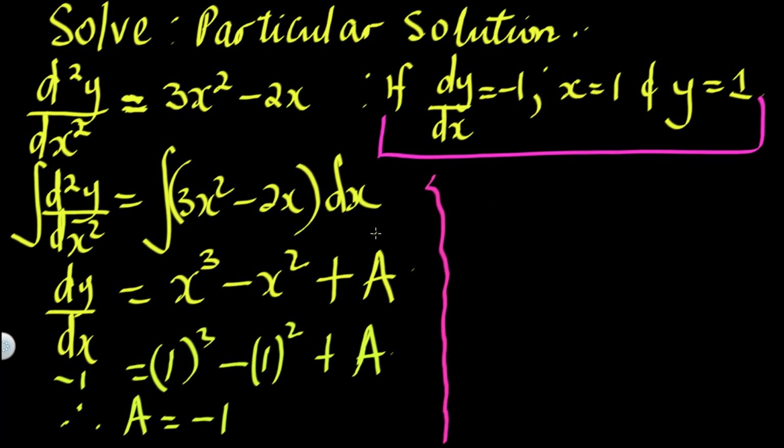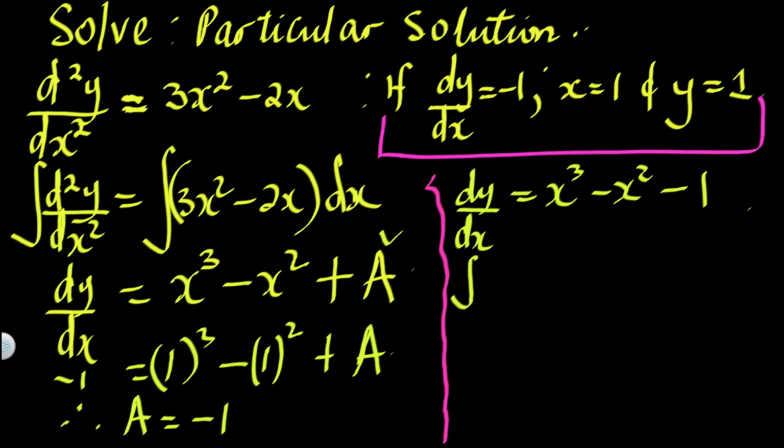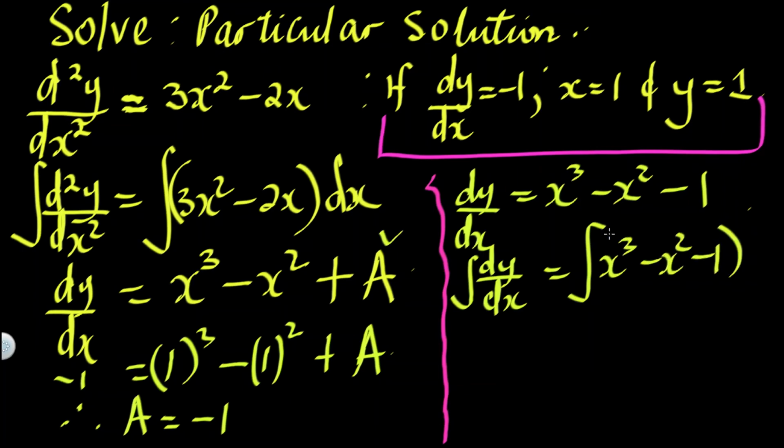Once we have our a, it means we can rewrite this as dy/dx. So dy/dx is equal to x cubed minus x squared plus a, which is minus 1. Now we do integration again, because as long as we still have differential coefficients, we haven't solved our differential equation. So let us do direct integration once more. We are integrating dy/dx, and this side we are integrating x cubed minus x squared minus 1. We're integrating in terms of x. If you integrate dy/dx, you get y.